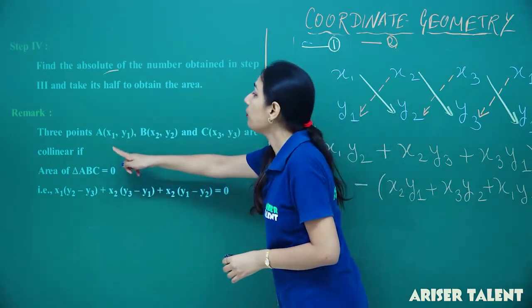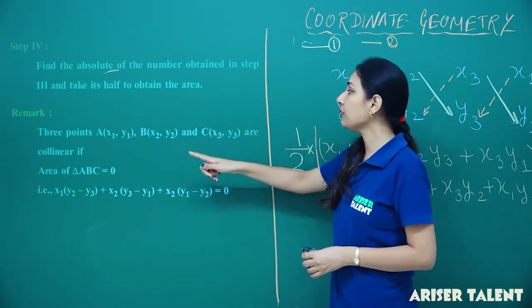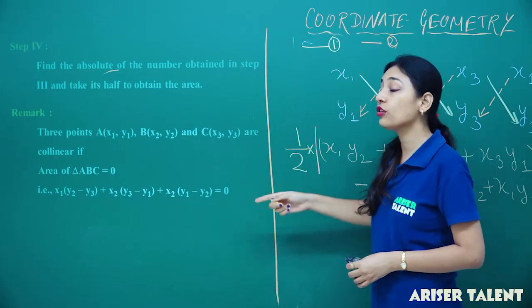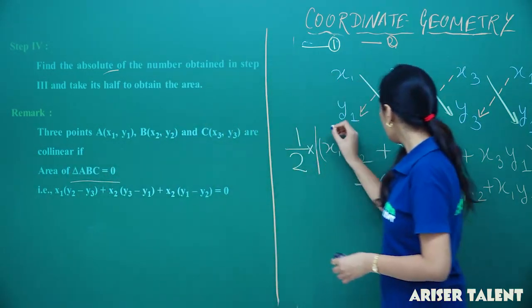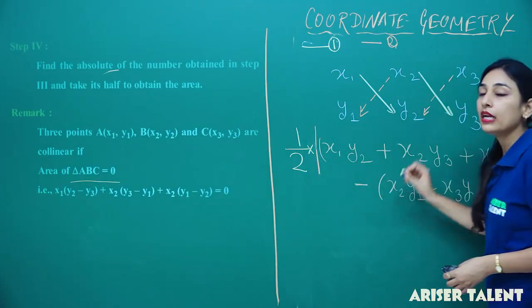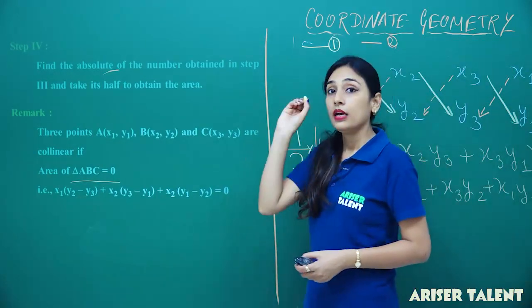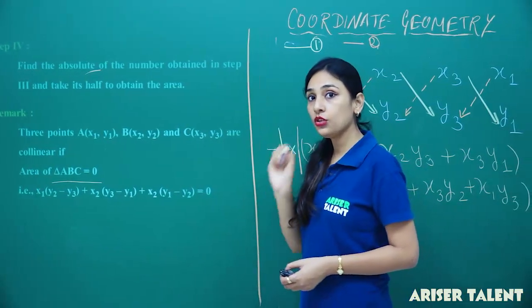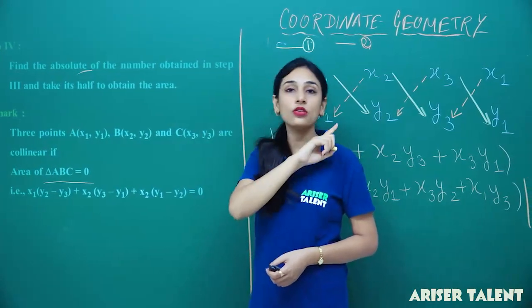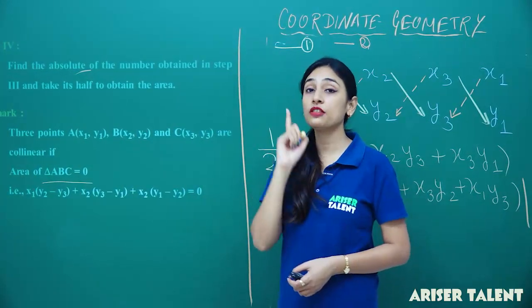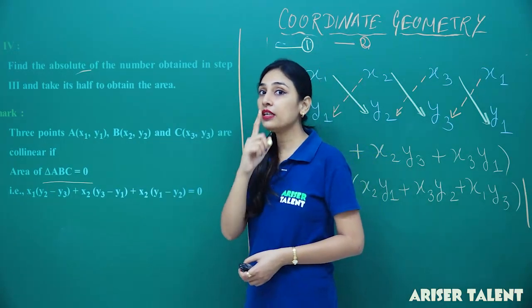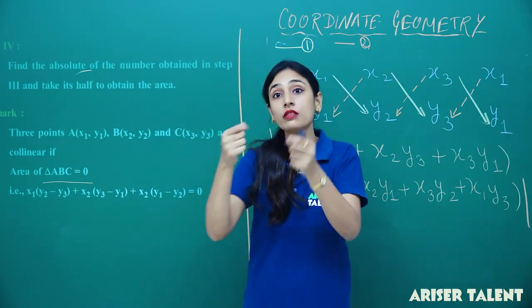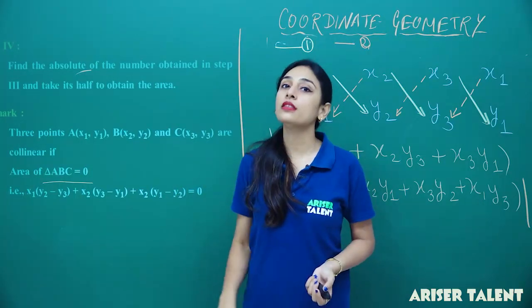is 3 points A (x1, y1), B (x2, y2) and C (x3, y3) are collinear if area of triangle ABC equals 0. If this complete value is equal to 0 in your question, that means that is not a triangle. That is a line. You have been provided with a line, that means the 3 points are on the same line. So the area is 0.